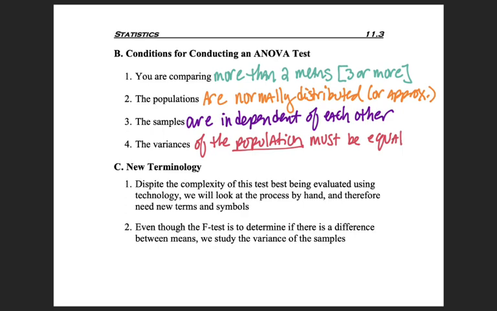Now, I should say populations. Notice I underline population because you're going to see the sample variances won't be equal in your collected data, and this is okay.